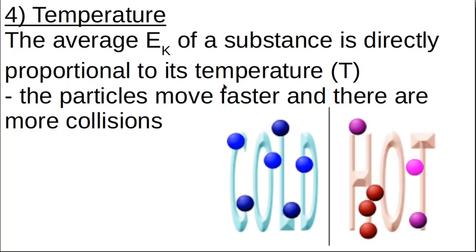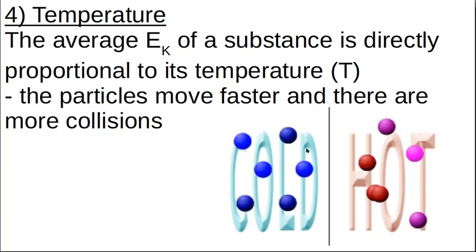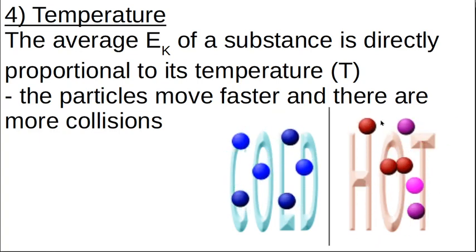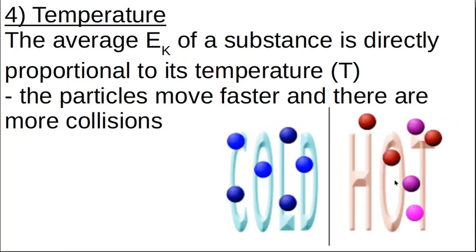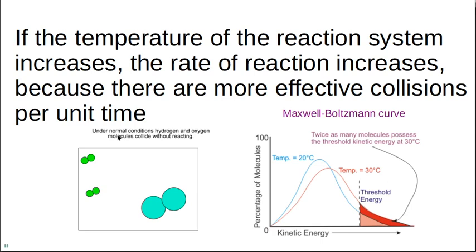So if you look at a cold gas and you look at a hot gas, you can see in a cold gas these particles are moving slowly, and in the hot gas these particles are moving fast. And the moment you have faster motion, there are more collisions, and if there are more collisions there will be more effective collisions per unit time, and therefore you are going to end up with a faster reaction.